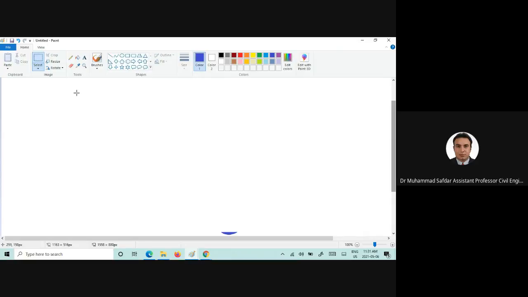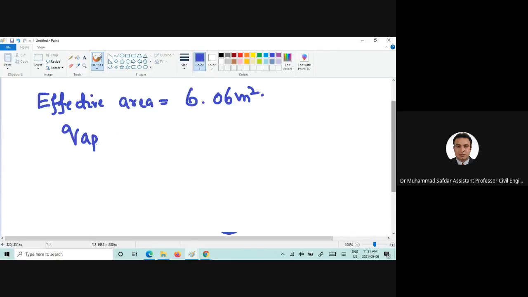Now we have the effective area, and the effective area is equal to 6.60 square meters. And now if we want to find out the applied stress, we can find it using the vertical load divided by the effective area. Give me this value, please. 412.5 kPa. Okay, that would be 412.5 kilopascals.